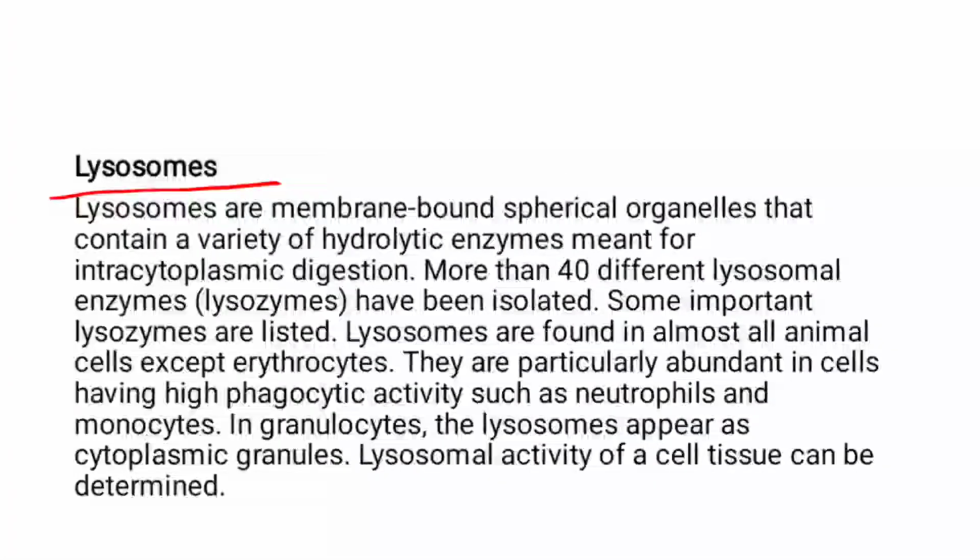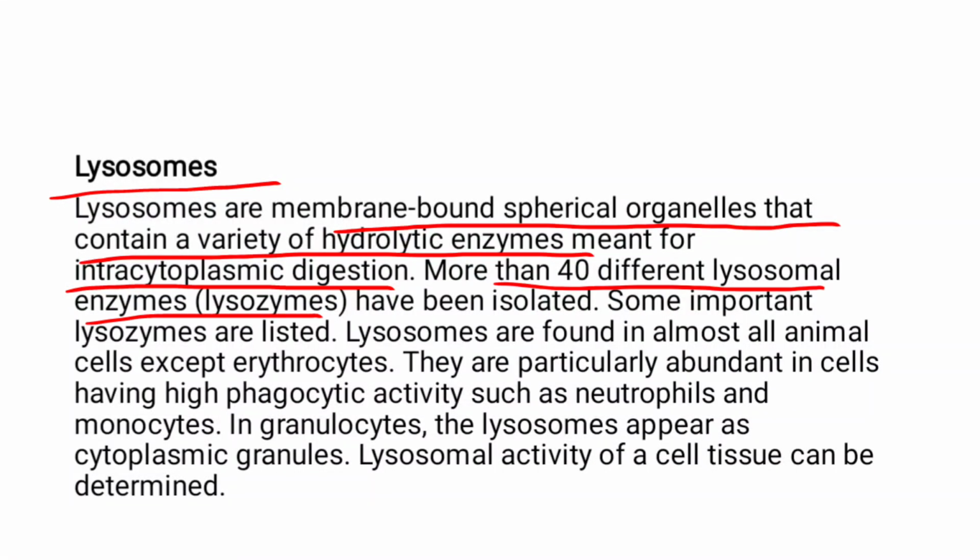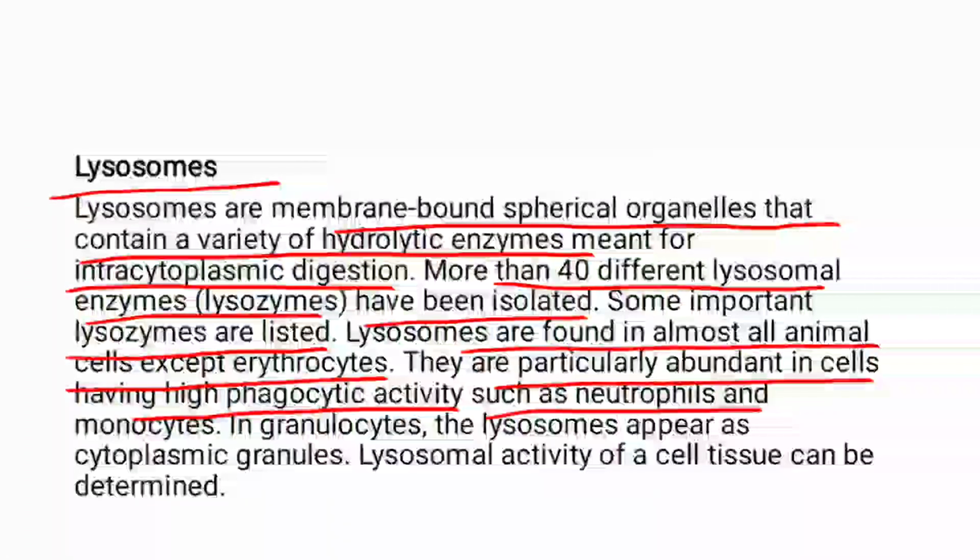Lysosomes. Lysosomes are membrane-bound spherical organelles that contain a variety of hydrolytic enzymes meant for intracytoplasmic digestion. More than 40 different lysosomal enzymes, which are called lysozymes, have been isolated. Some important lysosomal enzymes are listed. Lysosomes are found in almost all animal cells except erythrocytes. They are particularly abundant in cells having high phagocytic activity, such as neutrophils and monocytes. In granulocytes, the lysosomes appear as cytoplasmic granules. Lysosomal activity of a cell or tissue can be determined.